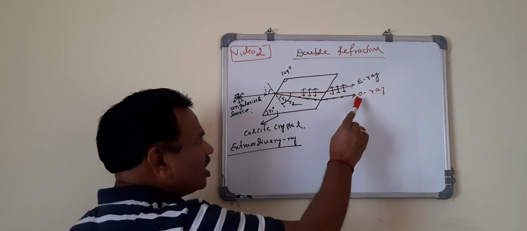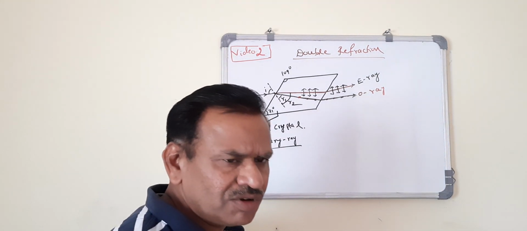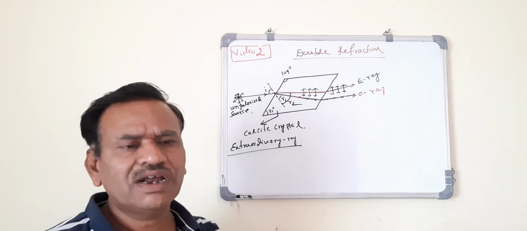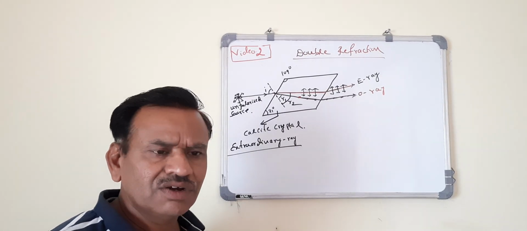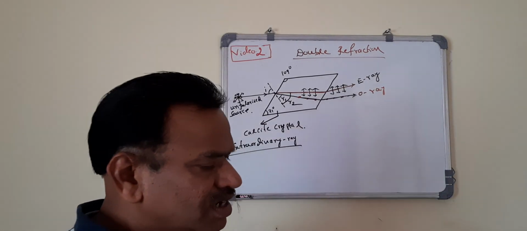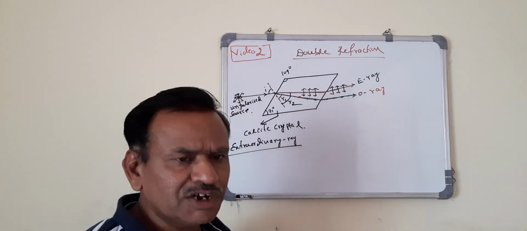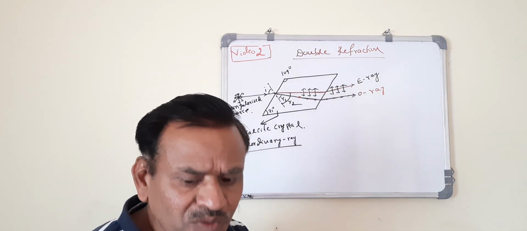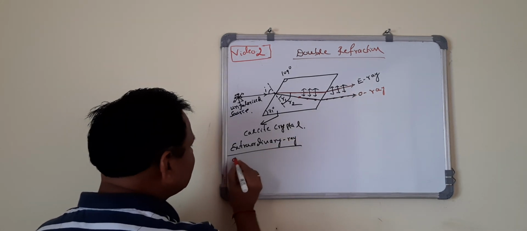Here, the ordinary ray always obeys the laws of refraction. You know the laws of refraction. Whenever light travels from one medium to another, when light travels from rarer to denser medium, it bends towards the normal. When it travels from denser to rarer, it bends away from the normal.